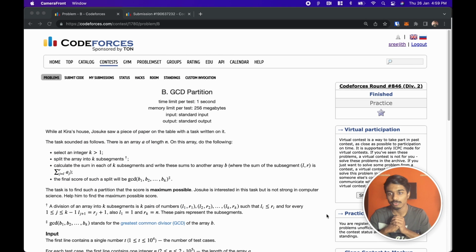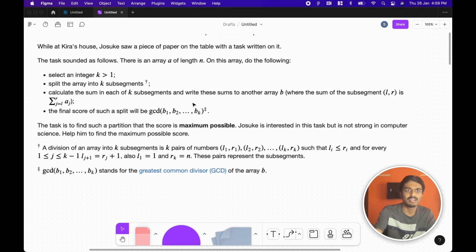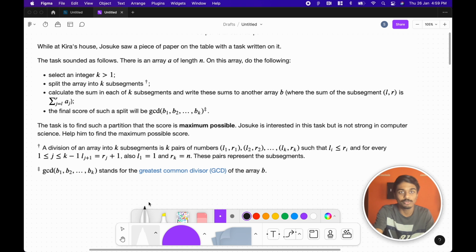This is Codeforces Round 846, and the problem is GCD Partition. Let's see what the problem states. While at Kira's house, Josuka saw a piece of paper. These are all just stories, so let's quickly go through the problem.